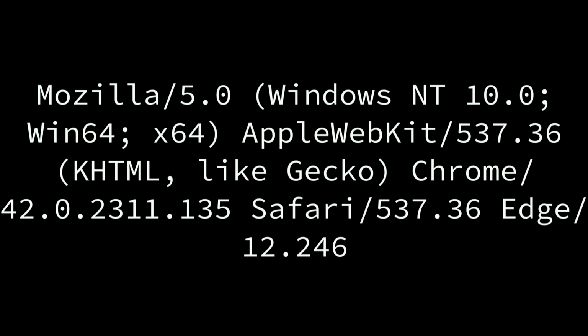So, sniffing user agent strings, bad idea, folks. Detect features, not browsers, because you never know what's coming in the future. But there's so many ancient web pages still around that do this that everyone has to just put everything in their stupid user agent string.